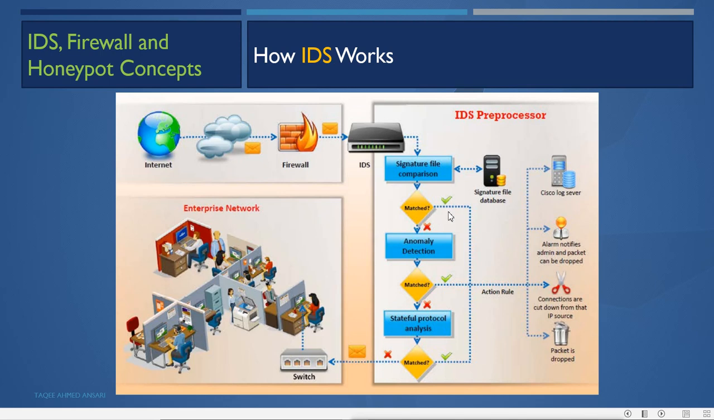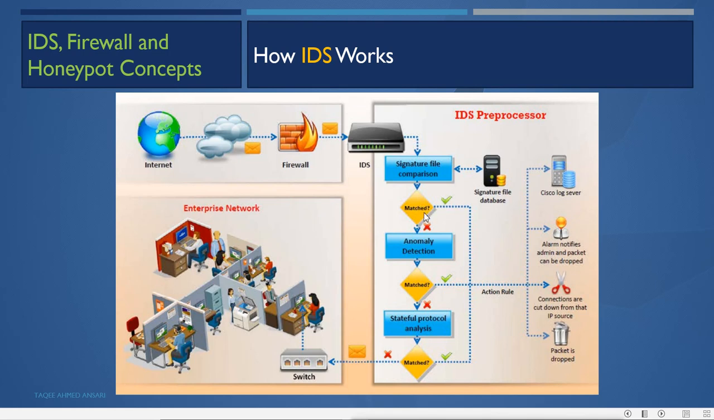When it is matched, it will do all these things. First it will generate the logs on the log server, then alarm and notify the admin, and the packet can be dropped. So it will generate the alarm, send the notification to the admin, and the packet will be dropped. Then connections are cut down from that IP source. The source from which the packet is coming, it will cut the connection from that, and then the packet is dropped.